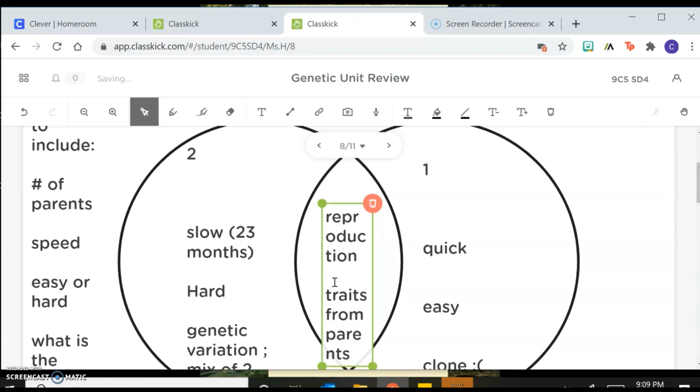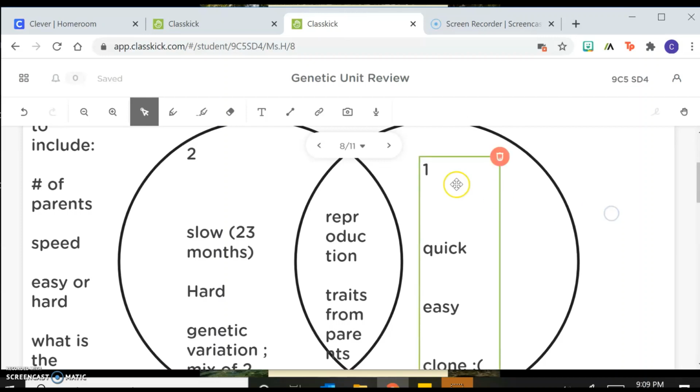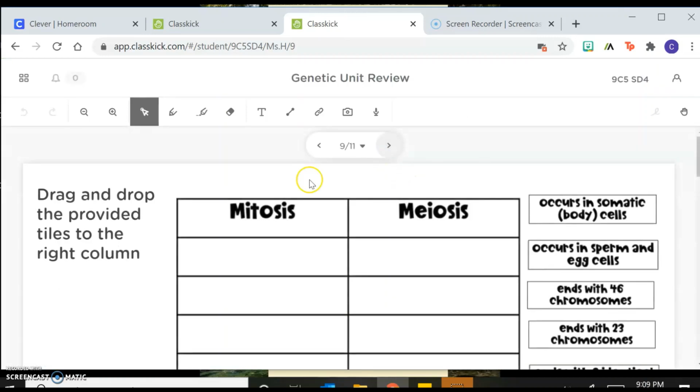There's nowhere else they're coming from. And that summarizes that slide. All the way to number 9, guys.